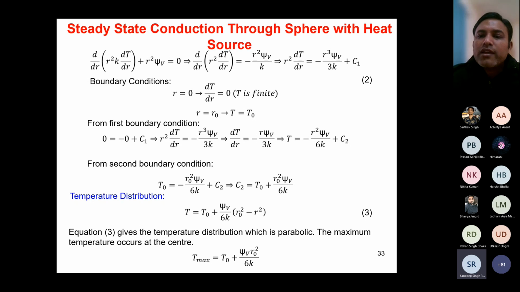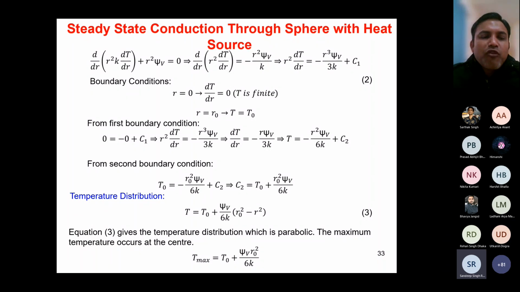Now in this case, the only unknown is C2. C2 we can directly obtain by applying the second boundary condition: at R equals R naught, T equals T naught. So we get T naught equals minus R naught square psi V by 6K plus C2. From this, C2 is obtained as T naught plus R naught square psi V by 6K. If we put both C1 and C2 in the original equation, we get the temperature distribution as T equals T naught plus psi V by 6K times (R naught square minus R square). So this is the temperature at any radius R. Do you all agree?